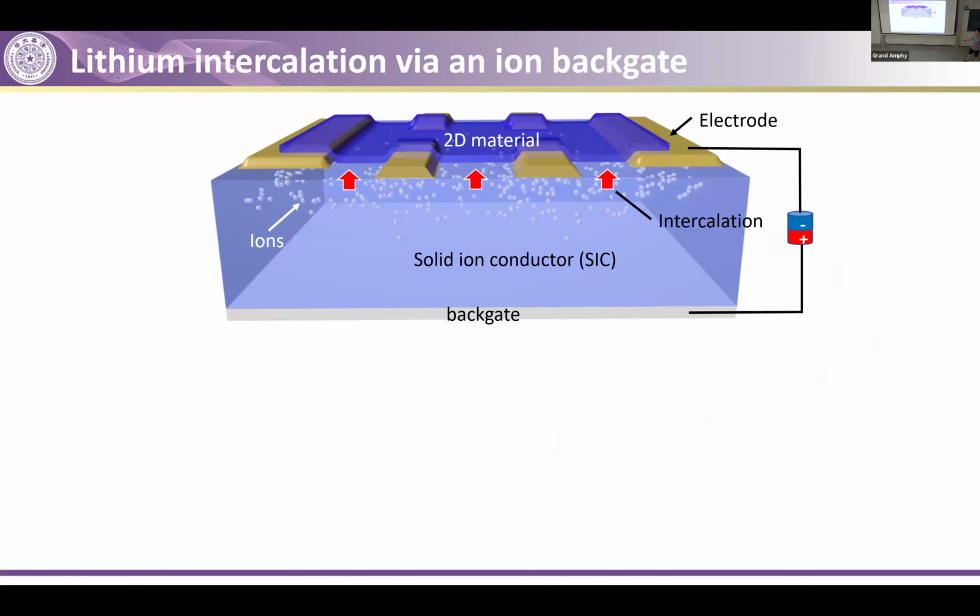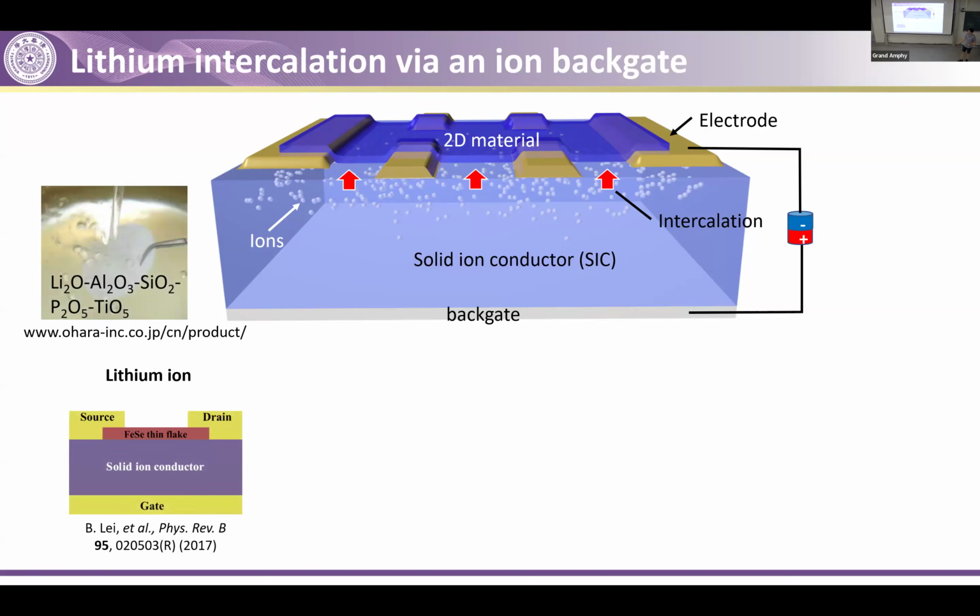What we are doing for an ionic solid is that we take a substrate which has a lot of ions inside, and these ions can be pushed by the electric field if we apply a gate voltage. And if you put your material, especially these exfoliable materials nowadays, on the surface, then you have a chance that these ions can go into the material. So this is a pretty simple intercalation process.